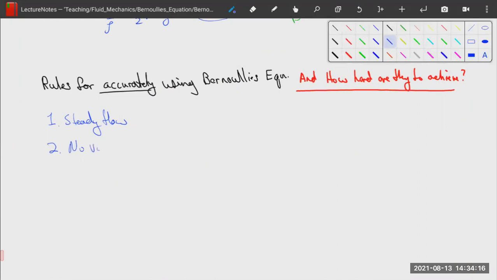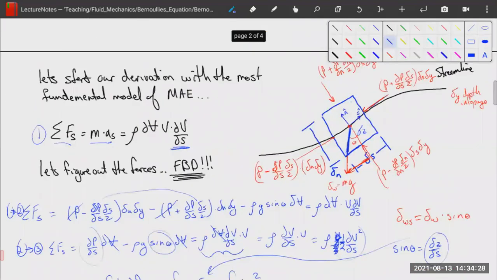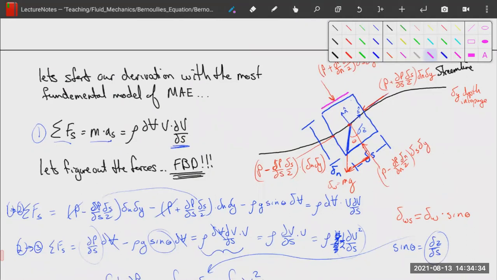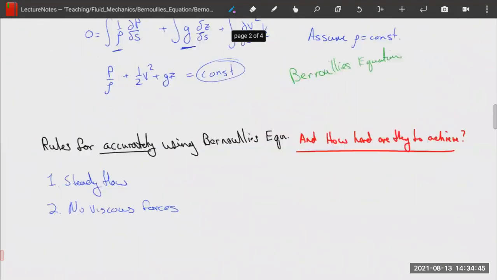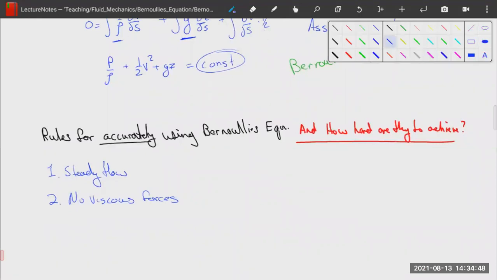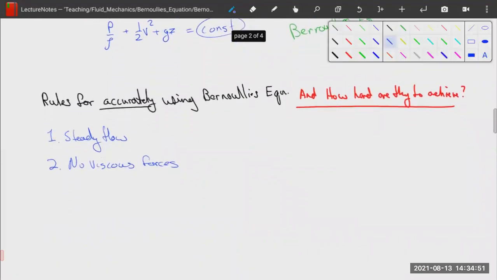Two, no viscous forces. In other words, we're pretending like our flow is inviscid, right? It has no viscosity. The reason we're doing that is if we look back at our free body diagram, if we had included viscosity, we would have put a shear stress acting on our fluid that is dependent upon the velocity gradient in that direction. And since we don't have that tau, that shear stress, we're neglecting shear stress, which means in order to do this accurately, our fluid must be relatively inviscid. Three, flow must be along a streamline.